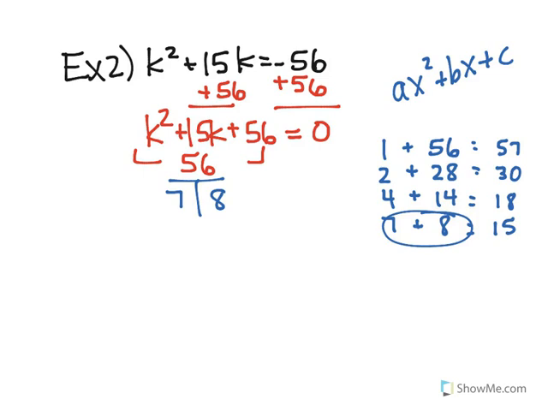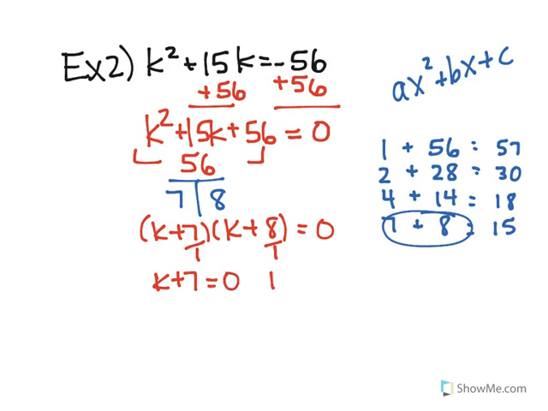Alright, I'm going to put those in parentheses with k, so it's k plus 7, k plus 8 equals 0. I have to divide by a again, which is just 1, so it's not changing anything. So I can go ahead and set these equal to 0 and solve. Subtract 7, k equals negative 7, and subtract 8, so k equals negative 8. So my answers are negative 7 and negative 8.